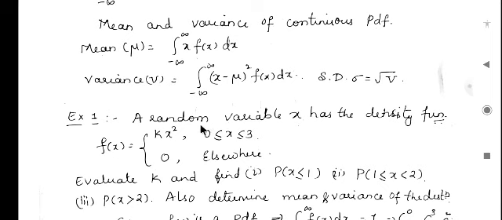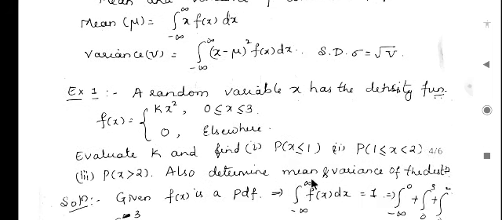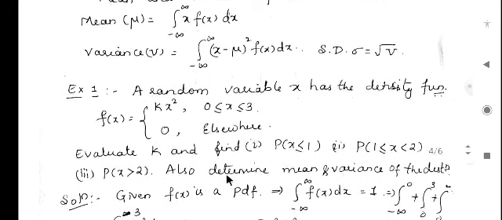Suppose a random variable x has the density function f of x, which is given by k x square for the values of x between 0 to 3, and it is 0 elsewhere. So here what we need to consider is the whole of the real line, which is from minus infinity to plus infinity. Now the function only exists as a non-zero quantity in the interval 0 to 3. Elsewhere it is nothing but 0. So for this function, we need to evaluate k and find what are the different probability values. Also, we are going to calculate what is mean and variance for this distribution.